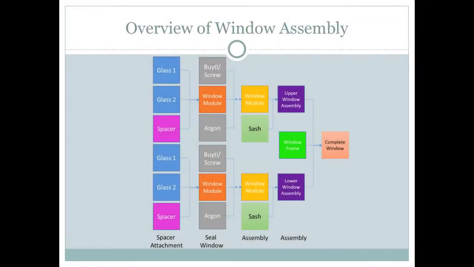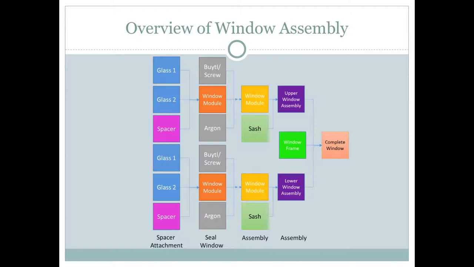This is a block diagram of the window assembly process. Due to the fact that the individual pieces of the window are often manufactured in various locations on the factory floor, the process is intricate and sometimes difficult to follow. So this diagram summarizes the process in a simple manner.